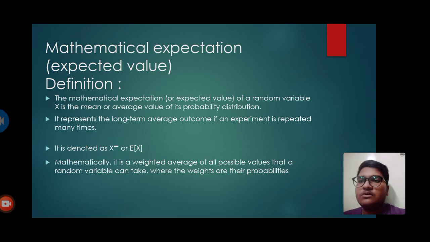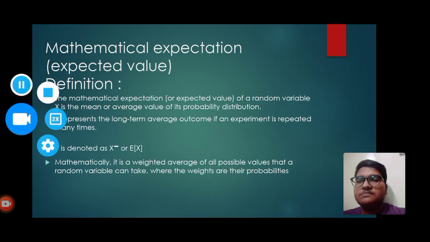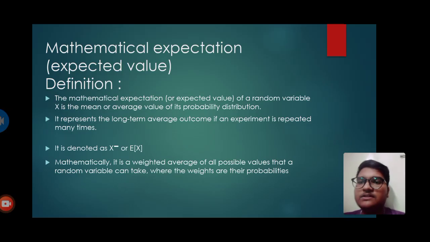Mathematical expectation or expected value. Definition: the mathematical expectation or expected value of a random variable x is the mean or average value of its probability distribution. It represents the long-term average outcome if an experiment is repeated many times. It is denoted by x bar or E of x.